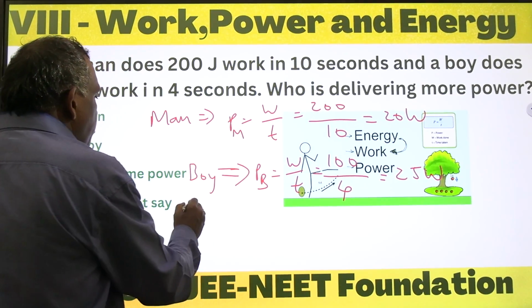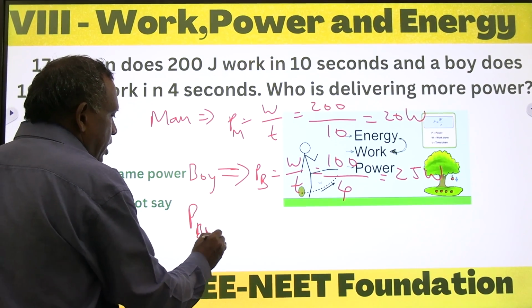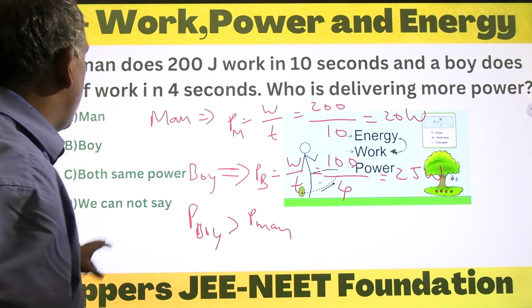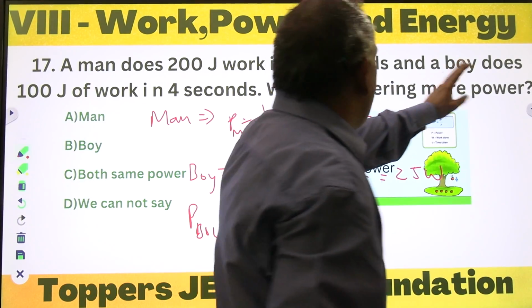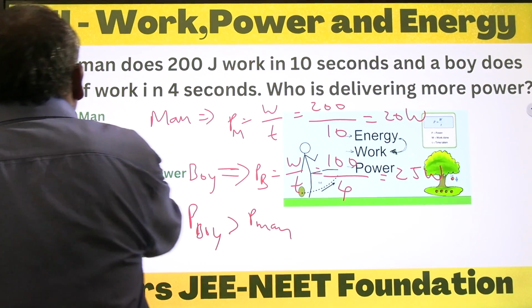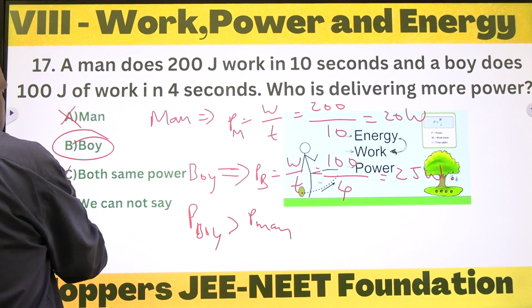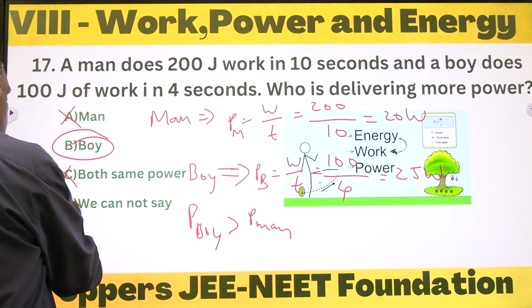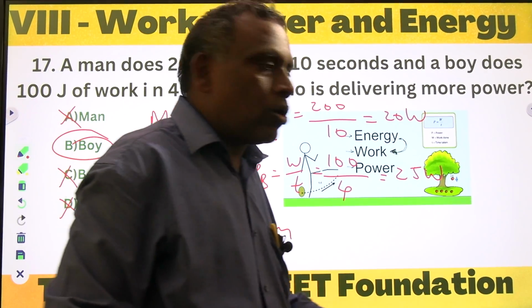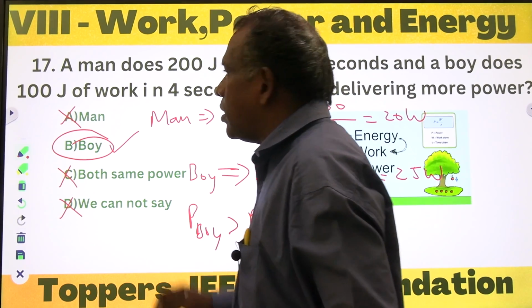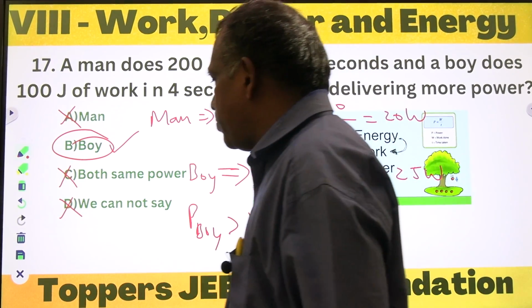See, the power of the boy is greater than the power of the man. So you can confirm: who is delivering more power? The boy delivers more power, not the man. Both having the same power, we cannot say, this is the wrong answer. So the option boy is the correct answer for the 17th question.